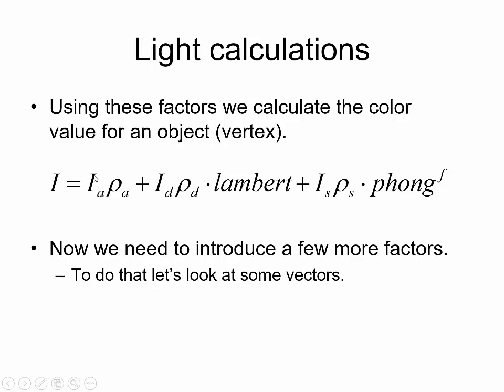So in ambient intensity of the light times the ambient part of the material plus the diffuse intensity of the light times the diffuse value for the material times a factor here that's called Lambert, and we'll look at how we calculate that later on, but it has to do with angles between the normal to the surface, that is the facing of the surface, and the direction from the surface to the light.